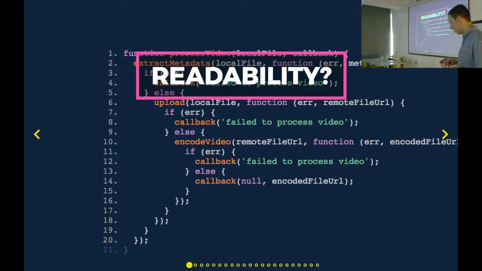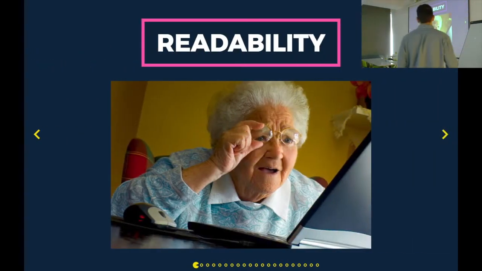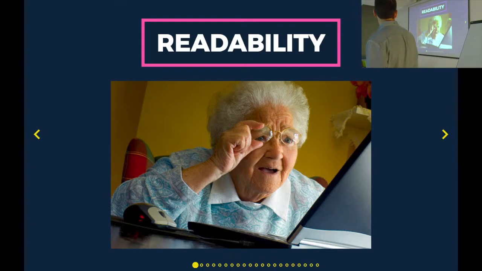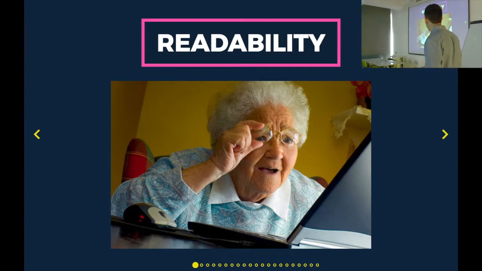And the problem with this is readability. This is not really readable code. This is what I look like when I look at this code in pull requests. So what can we do? Promises claim to solve some of these issues that we've seen here.